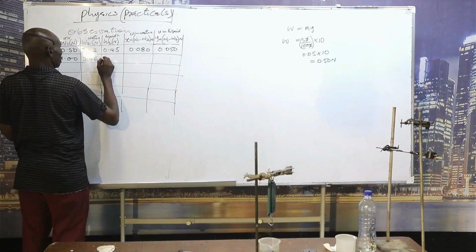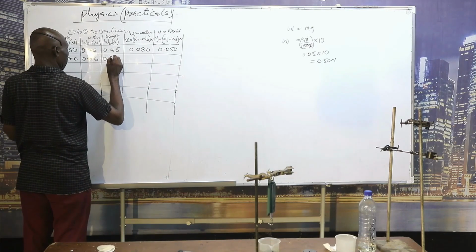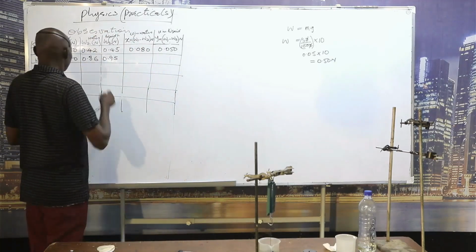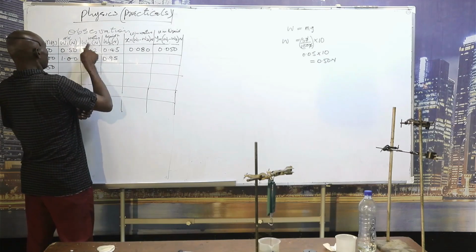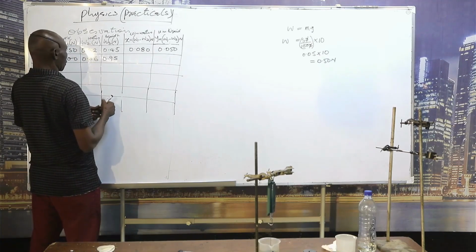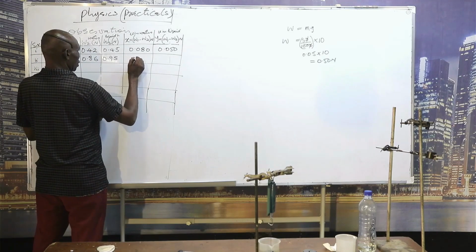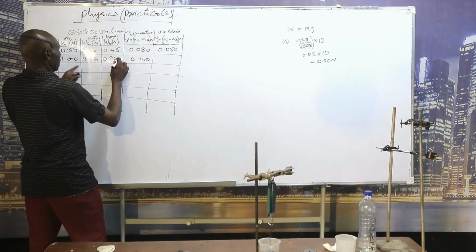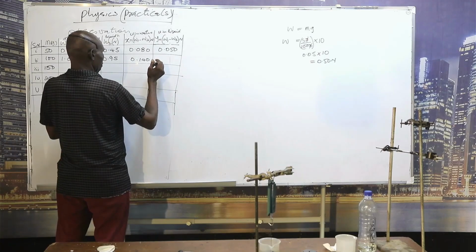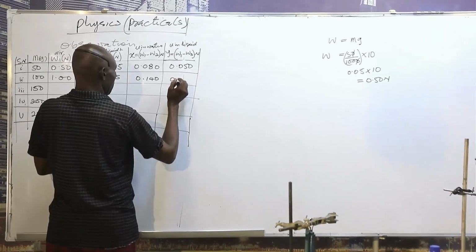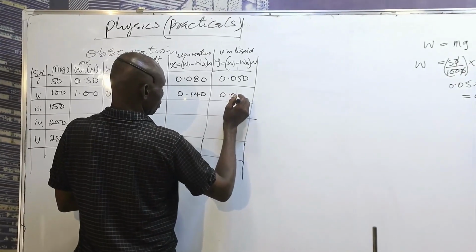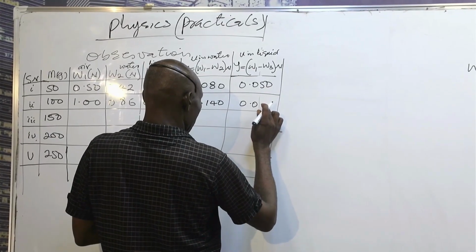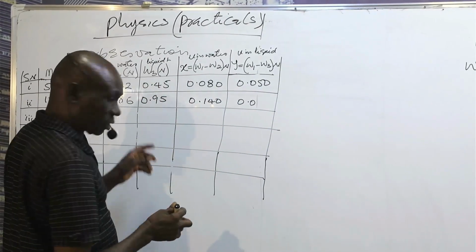This is 0.95. And then let's find out the difference. The difference here, weight in air minus weight in water, is what? 0.140. Weight in air minus weight in liquid L, 0.050. 0.50 cannot be. Let us go back to it.